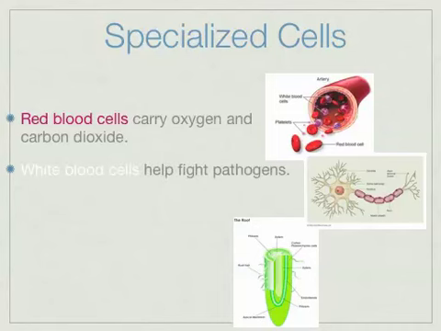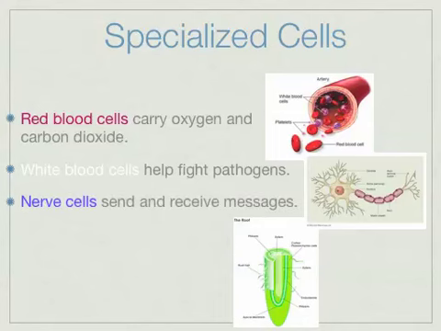White blood cells help fight pathogens. So again, their job is to protect your body against pathogens. It's their one and only job. Nerve cells send and receive messages. This is our communication system in our body. It's the only thing they do, send and receive messages. They don't help fight pathogens, they don't carry oxygen, and they don't help us move. They send and receive messages. Root cells are an example of a specialized cell in a plant, and their job is to absorb water.